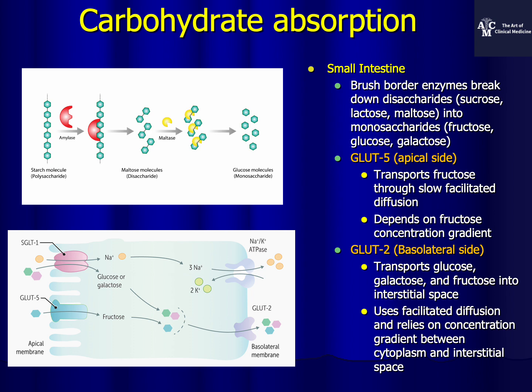GLUT5 on the apical side is what transports fructose into the intestinal cells. This fructose, galactose, and glucose now come together and are transported by GLUT2 on the basolateral side, which is the glucose uptake transporter 2. And this is done by facilitated diffusion, so it's based on concentration gradient at both of these transporters.